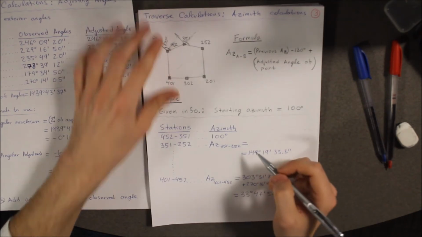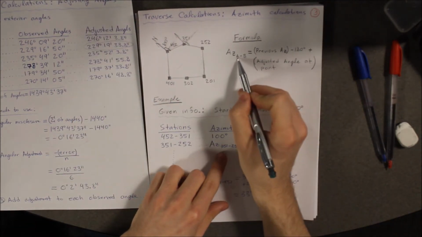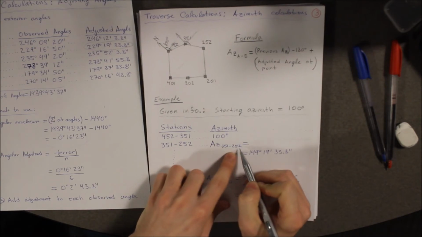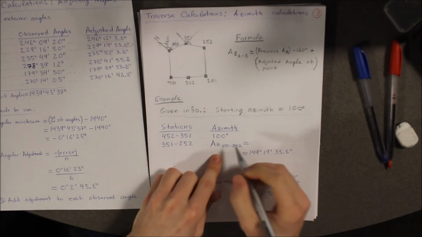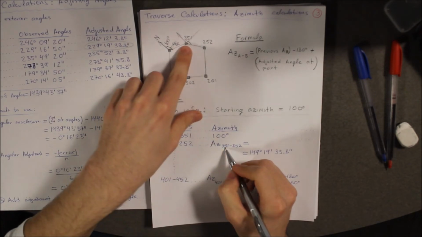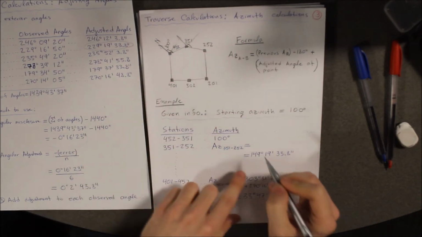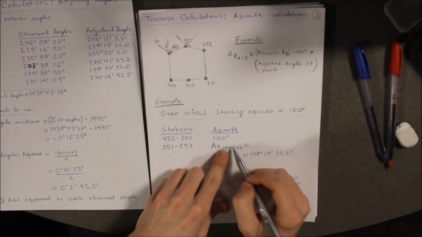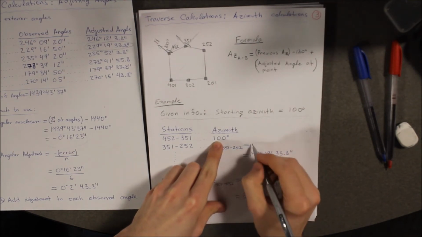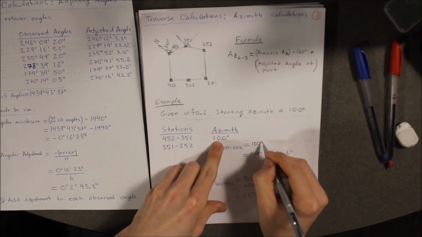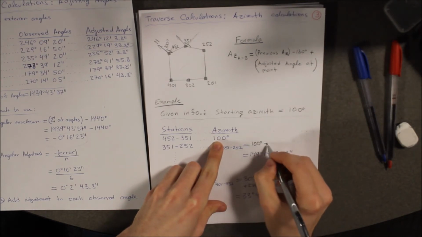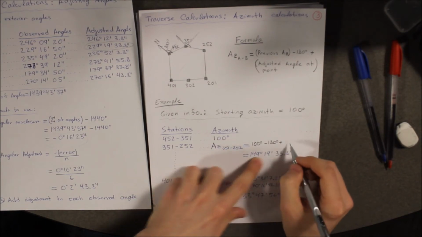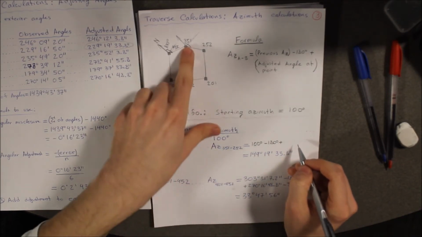So let's use it. What this means, A to B, is your point to the next point. So in this case, it is 351 to 252. And that is equal to your previous azimuth, which is right here, 100. So let's write that in. 100 minus 180. That is always constant. Plus the adjusted angle at 351.